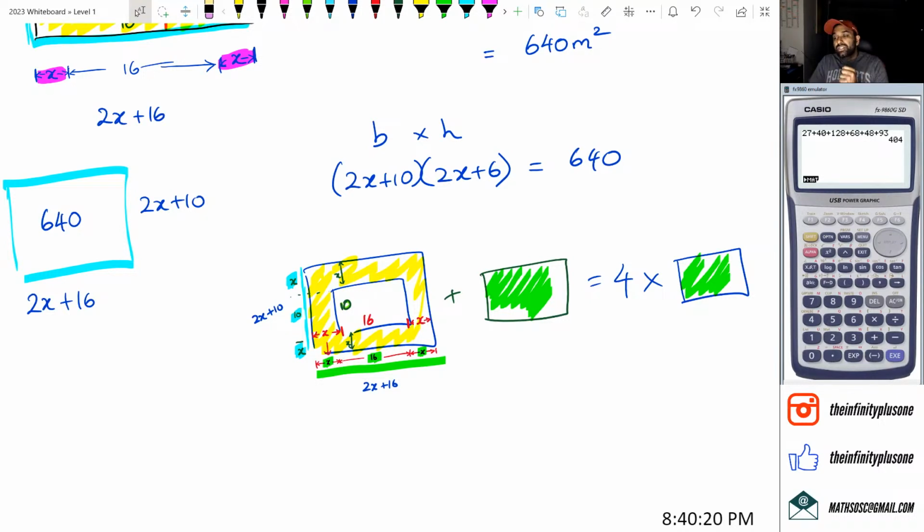So like I said to you guys before, the hardest thing for you guys is actually coming up with this equation. Once you come up with the equation, then it's pretty much a quadratic equation. You've got to expand the bracket, put it equal to 0, and you can use the quadratic formula, whatever way to try to solve it, and you're going to be able to solve it.